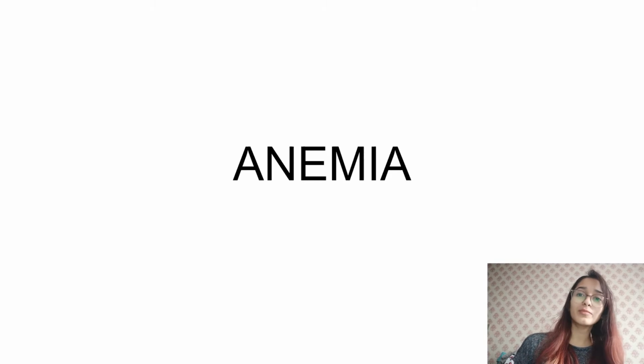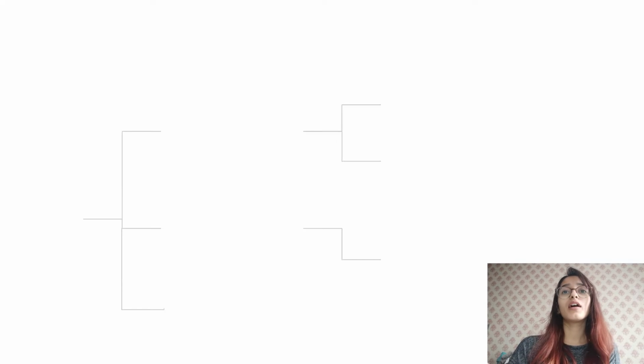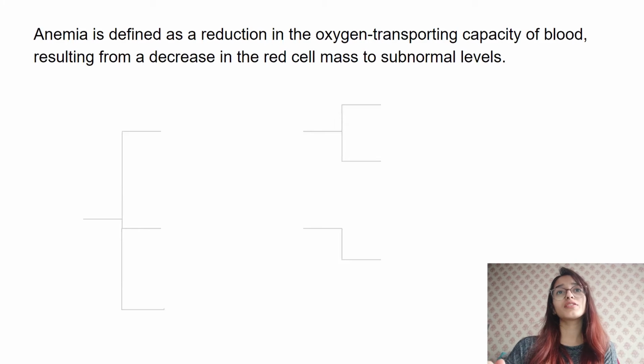So for today we are just going to do classification of anemia, which is very simple. First of all, let's see the definition. Anemia is defined as reduction in oxygen transporting capacity of blood, resulting from a decrease in red cell mass to subnormal values. Today we are going to classify anemia according to the underlying process or pathophysiology.